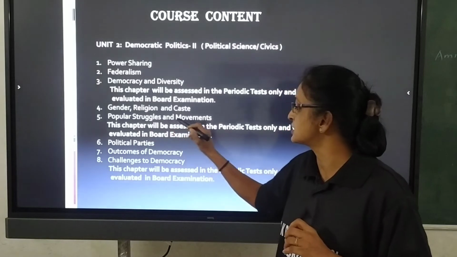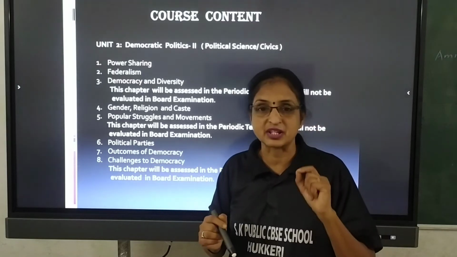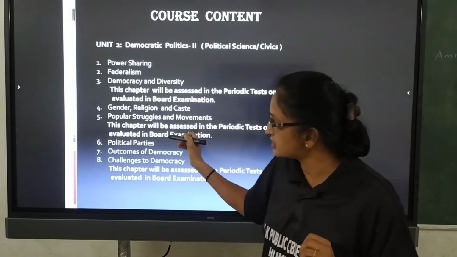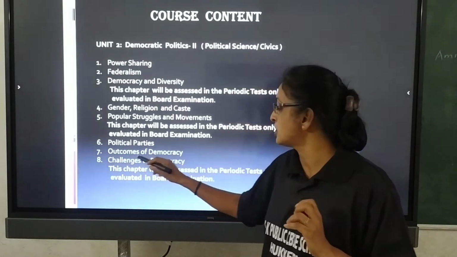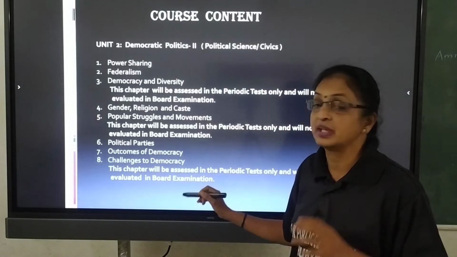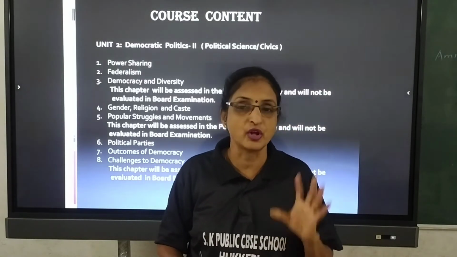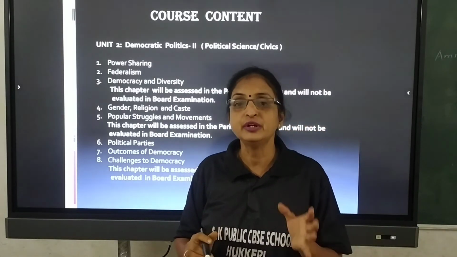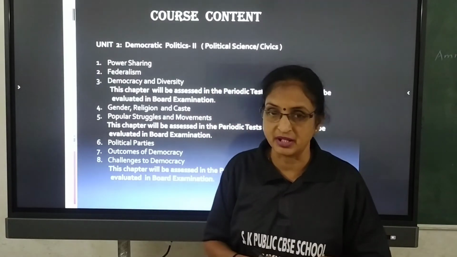Fifth, Popular Struggles and Movements. Again here, the fifth chapter will be assessed only for the periodic test and not for your board examination. Next, chapter number 6 is Political Parties. Chapter number 7, Outcomes of Democracy. The eighth one is Challenges to Democracy. Again, the 8th chapter will be assessed only for the periodic test and not for your board examination. So overall, among 8 chapters, you need to focus or be perfect only on the 5 chapters for your board examination.